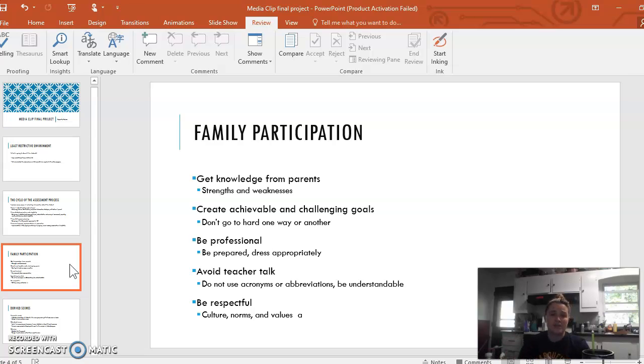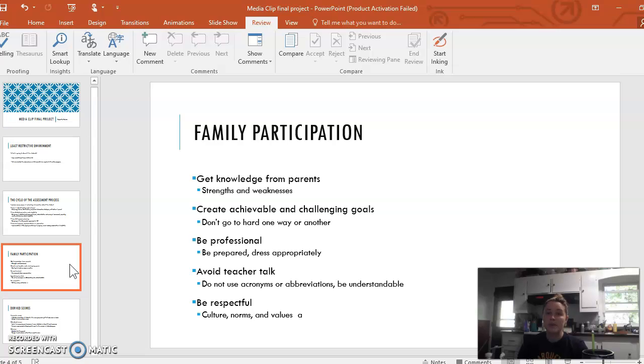Creating achievable and challenging goals, making sure that these goals can be achieved by the student, but they're also going to challenge them. It's not something too easy. It's not something too hard. It's not something that's going to take them many, many years, but what can they achieve in this school year and show progress by the end of the year?